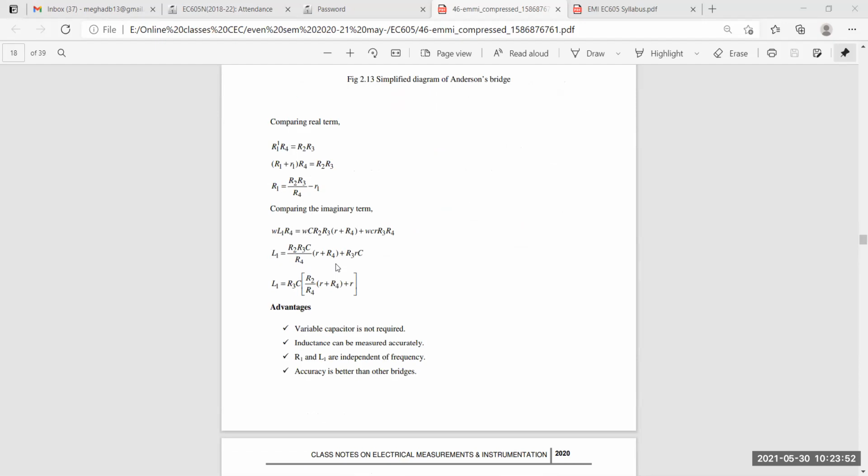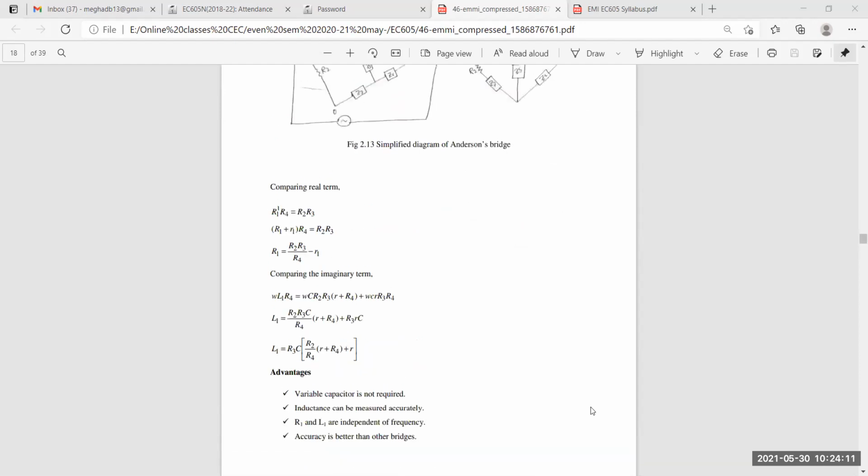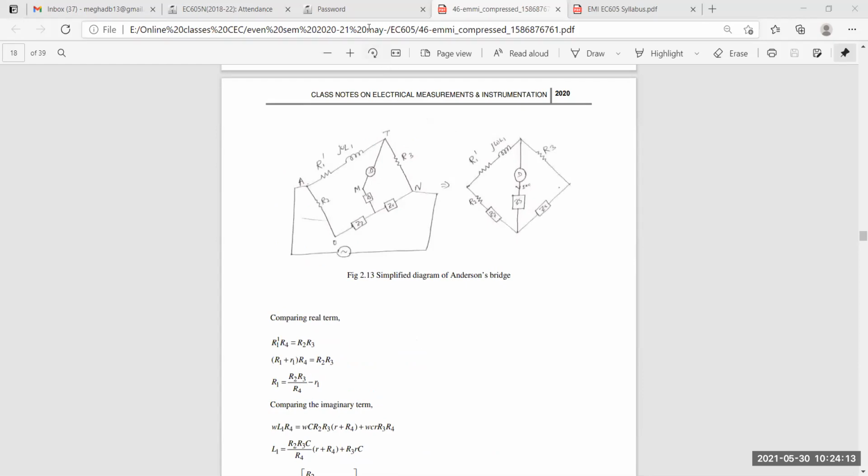So there are two options. You can simply do it from the phasor diagram, or you can simplify the full Anderson bridge into a simplified form using star conversion, taking the various impedances and converting it into a simple kind of circuit. So this process you can also do. It's a bit complicated as compared to Hayes and Maxwell, I know, but still go through the things once, because videos will be uploaded.